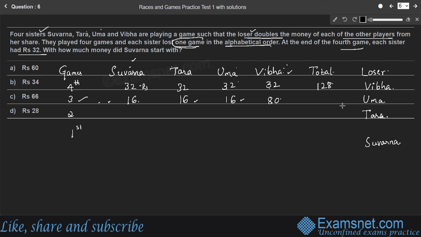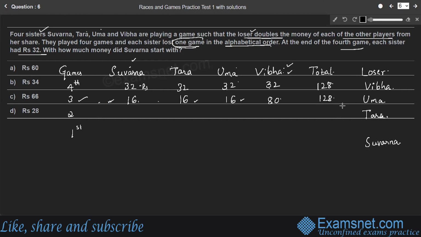She became the loser at the end of the fourth game. So she distributed her remaining money, 80 minus 32 rupees, to the remaining persons, Suvarna, Tara and Uma, so that their money gets doubled. Right? Are you getting my point? So here, in each case, the total money with them should be 128 rupees. That you have to check. Right? This is how we have to play.